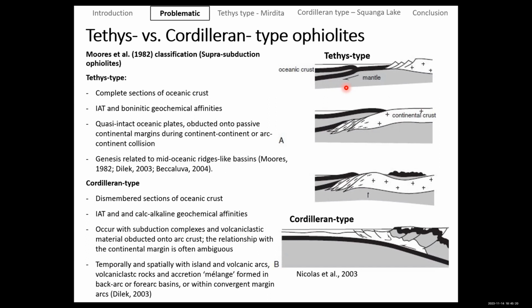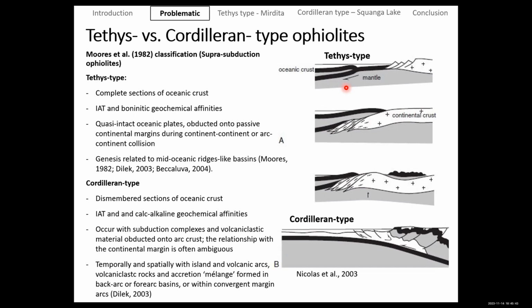For the Cordilleran type of ophiolites, they're mostly dismembered sections of oceanic crust. They're related to subduction complexes and volcaniclastic material. The relationship with the continental margin is usually ambiguous. And their genesis is usually related to back arc basins, fore arc basins, or within arcs.